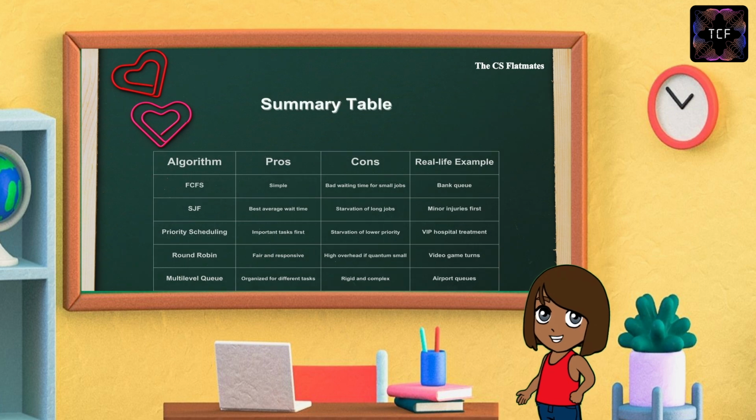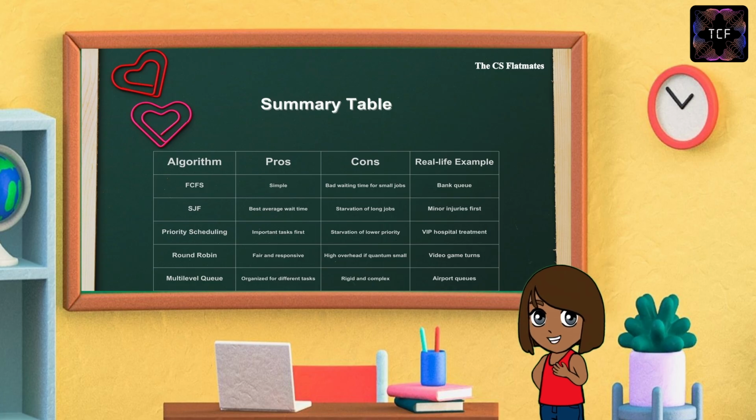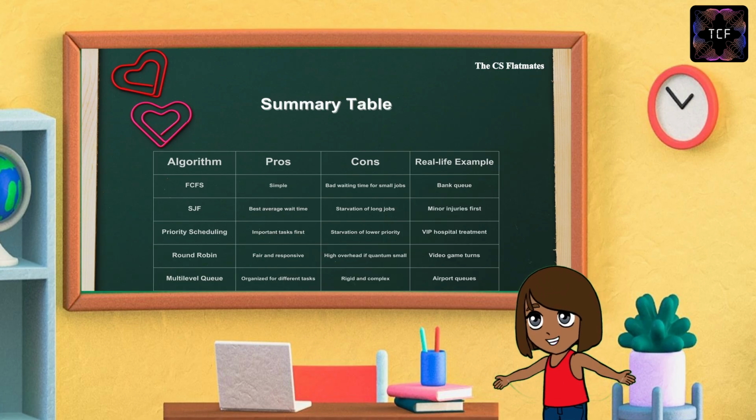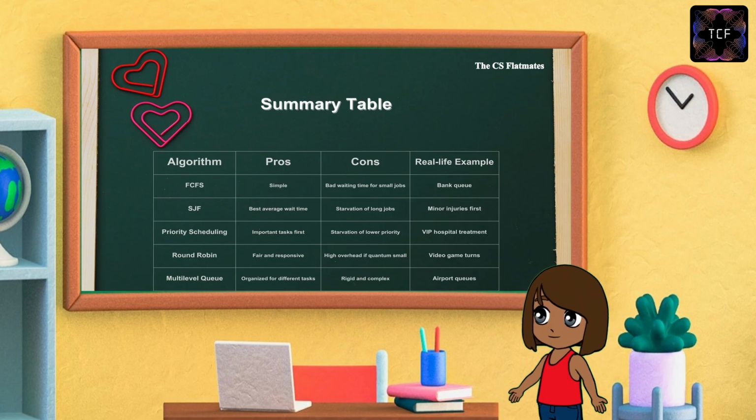Final note: each scheduling method fits different kinds of systems. Real-time, priority scheduling; interactive systems, round-robin; batch processing, FCFS or SJF. Here's the table for your reference, where each scheduling is mentioned with its pros, cons, and real-life examples.